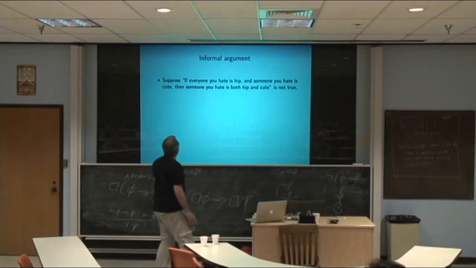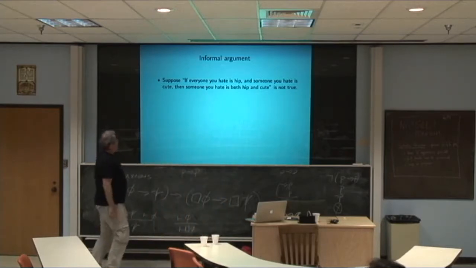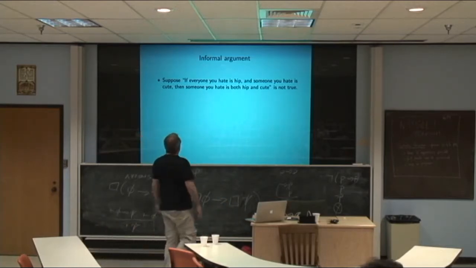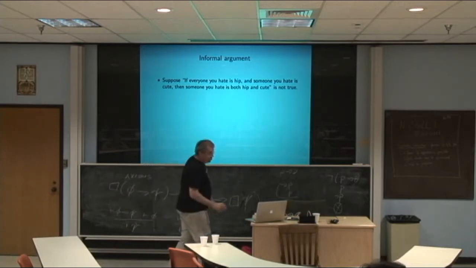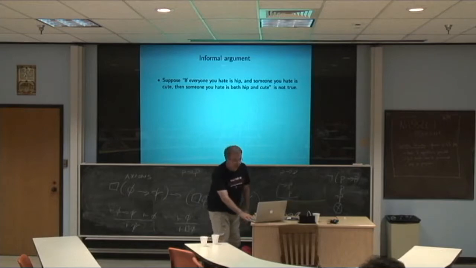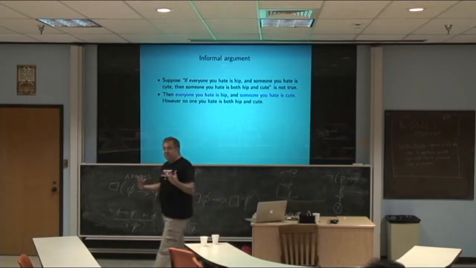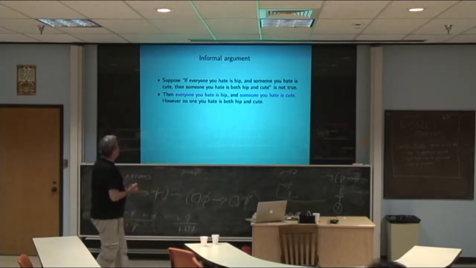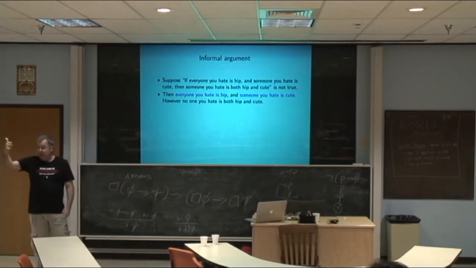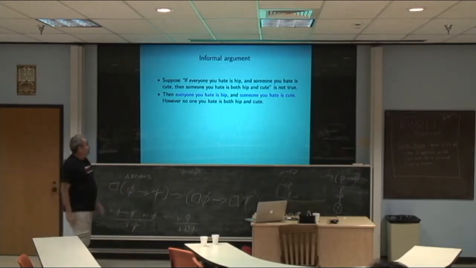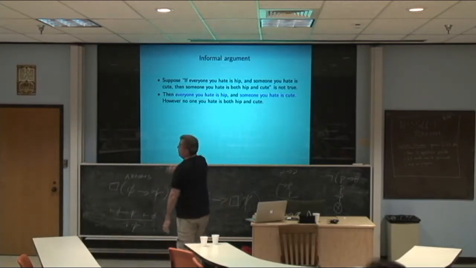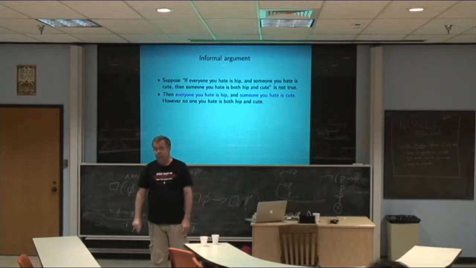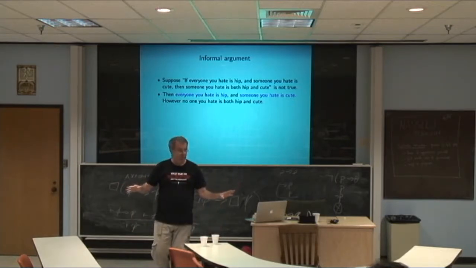Suppose that if everyone you hate is hip, and someone you hate is cute, then someone you hate is both hip and cute, what I wrote on the last slide, is not true, because I'm aiming to get a contradiction. Let's spell that out. What does that mean? Then, one, everyone you hate is hip. And two, someone you hate is cute. However, no one you hate is both hip and cute. Everybody so far with me? We're good? Okay.